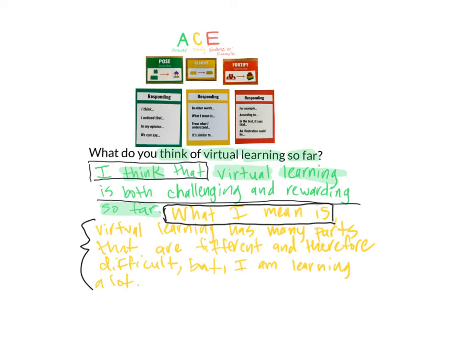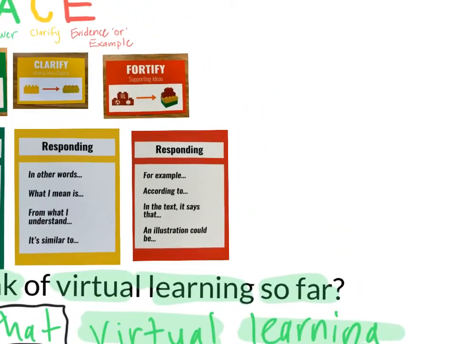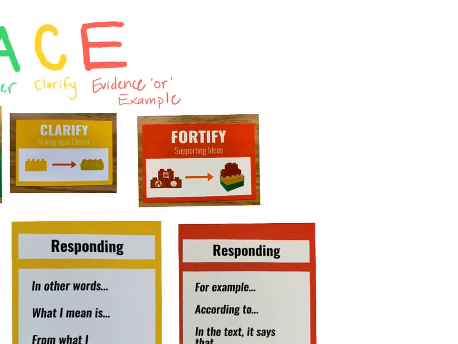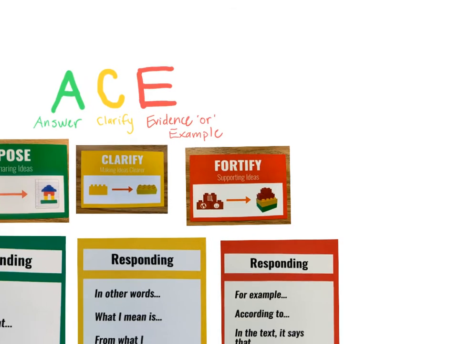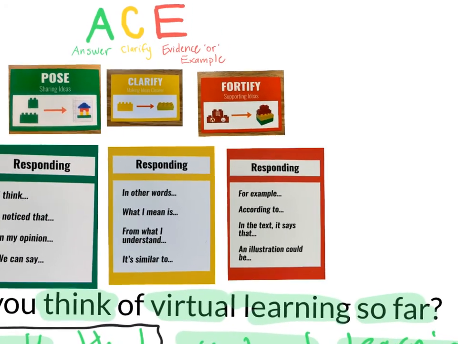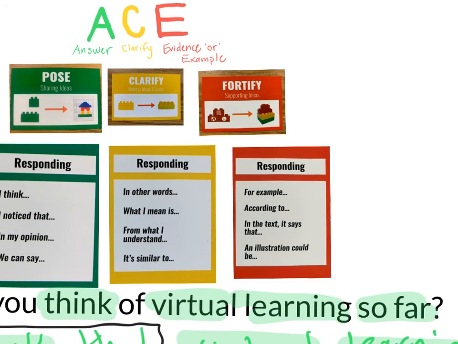Okay. Now, we're going to continue, and we're going to be looking at the red card here. So we're going to go super close, and this is, again, now the E part. Ooh, the E part of ACE, okay, which connects to evidence or example, and that is the red Fortify card in our Hawk Talk cards. And here is the corresponding response area. Okay, so we have, for example, according to, in the text it says that, an illustration could be.